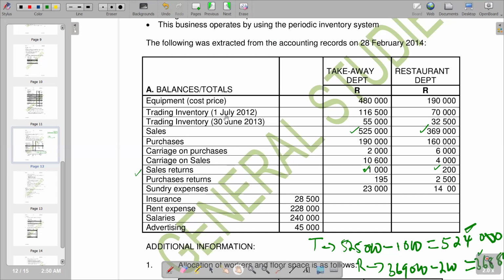So we start with our opening inventory, at 1 July 2012. We have 116,500 for takeaway, and for the restaurant department we have 70,000. These are the opening figures we have for opening stock. So we come here and indicate our opening stock.